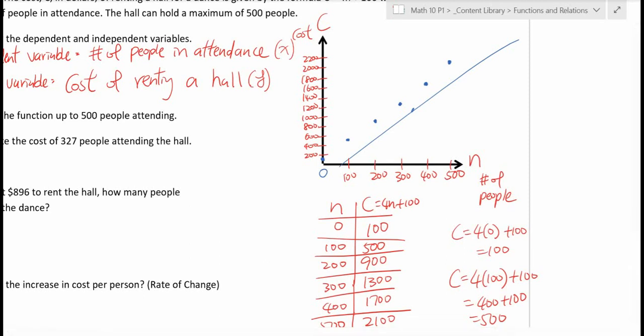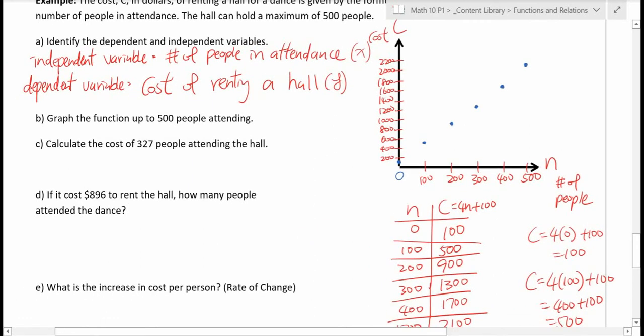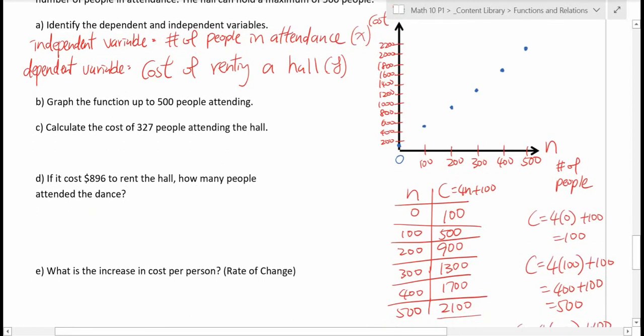So in this case, as we mentioned earlier in the previous page, the number of people would be discrete. In that case, we do not join the points. We only join the points if both the independent and dependent variables are continuous. Let me say it again. You only join the points if both the independent variable and dependent variable are continuous. Okay, so that's part B.